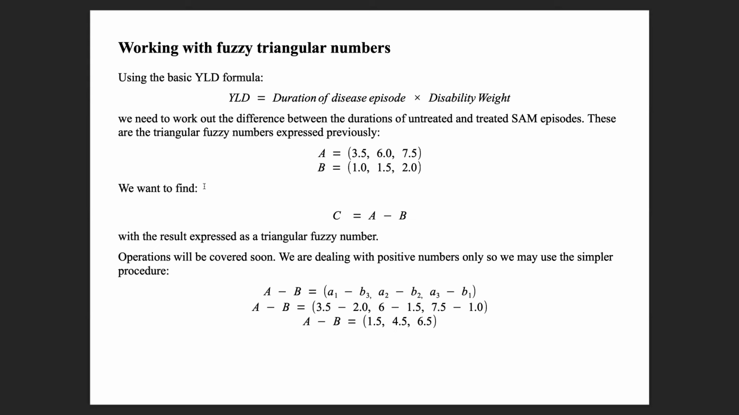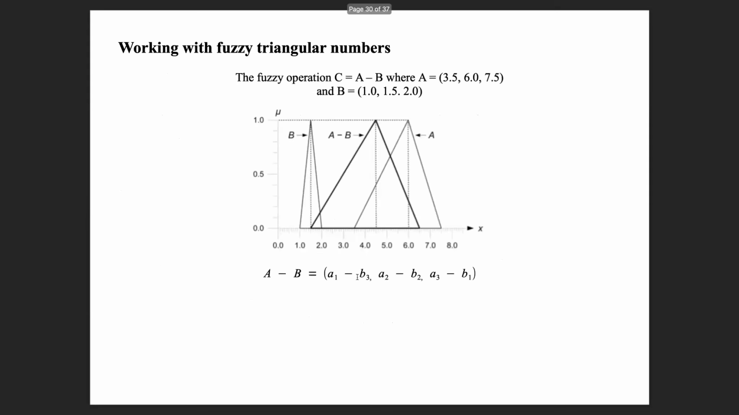But here we'll use the simplest method, because we've only got positive numbers and there's no real complication in the calculation. And we see that A minus B is 1.5 to 6.5 with a most likely value of 4.5. We have a look at that graphically.